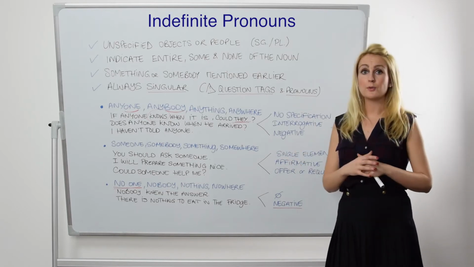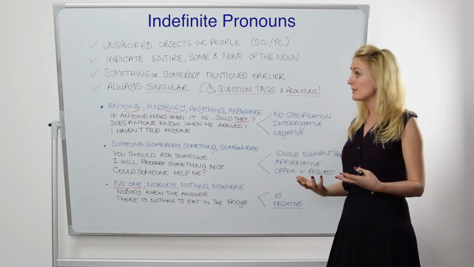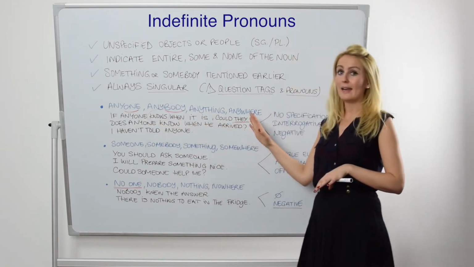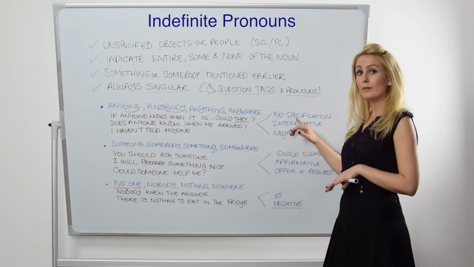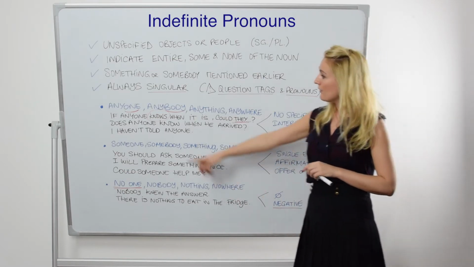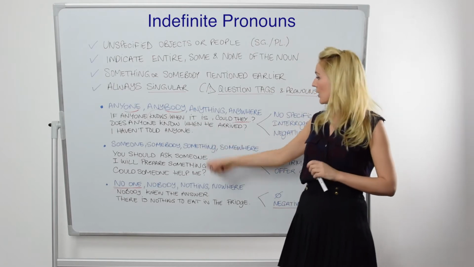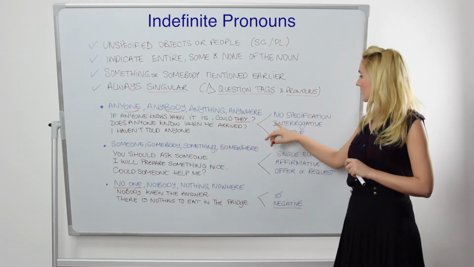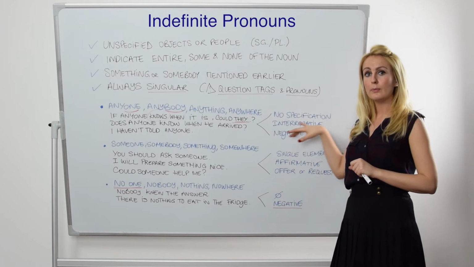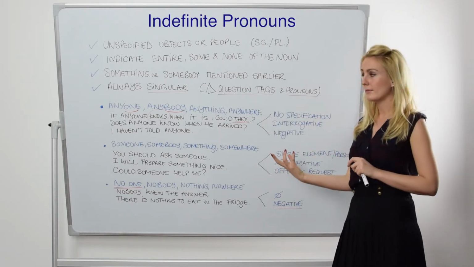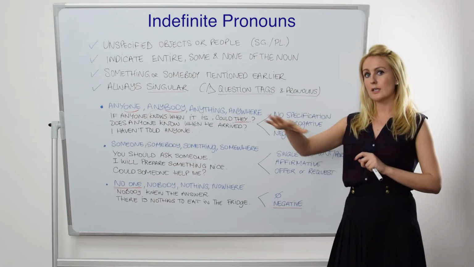Now let's look at the actual pronouns, their forms and how to use them. So the any pronouns are anyone, anybody, anything and anywhere. We use them in three particular scenarios. If anyone knows when it is, so when the meeting is, for example, could they tell me? This is when we are addressing a group, but without specifying whom we are addressing. So no one in particular, just a group.